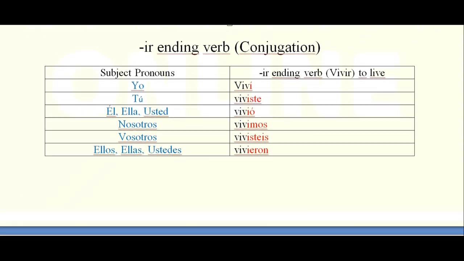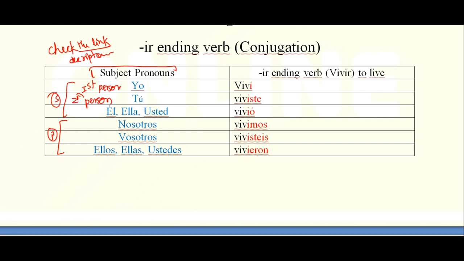Now we'll switch to IR ending verbs. What are IR ending verbs? Subject pronouns. In IR ending verb, you can check the description for the subject pronouns. Subject pronouns, first, second, third person singular. Yo, tú, él, ella, usted. Nosotros, vosotros, ellos, ellas, ustedes. Plural subject pronouns. Yo means first person. Tú, second person. Él, ella, usted, third person singular. Nosotros is first person plural. Vosotros, second person plural. And ellos, ellas, ustedes, third person plural subject pronouns.